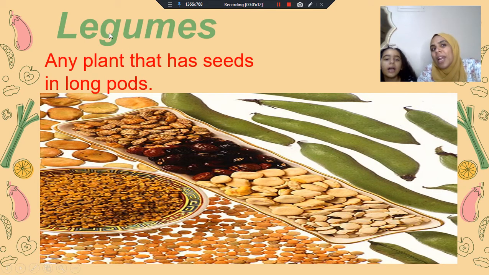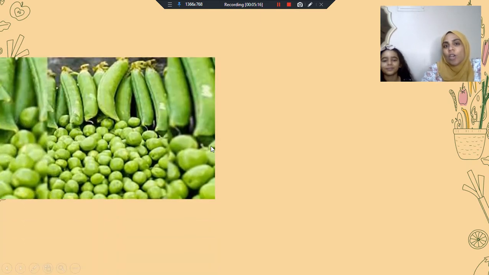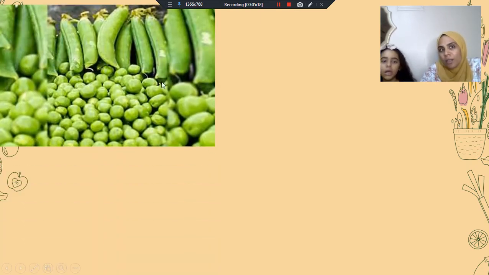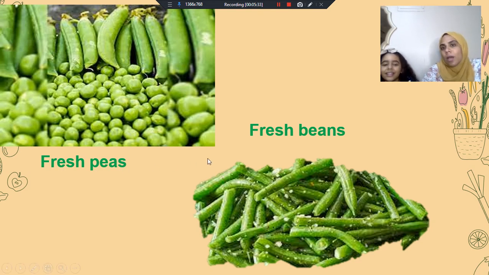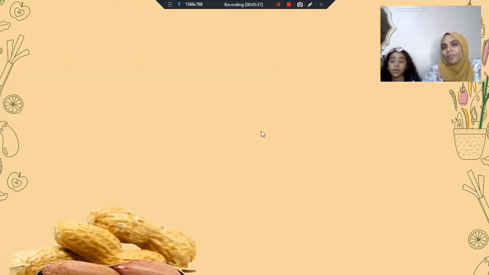So what do we call them? Legumes. What are kinds of legumes? As you see, pods and seeds. Peas. Right, excellent. Fresh peas. And what about these? These are fresh beans. Excellent. Peas, beans. Right.